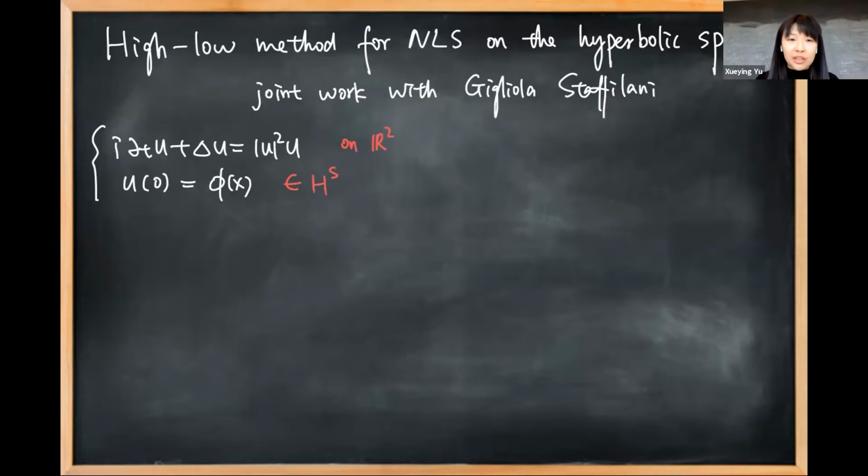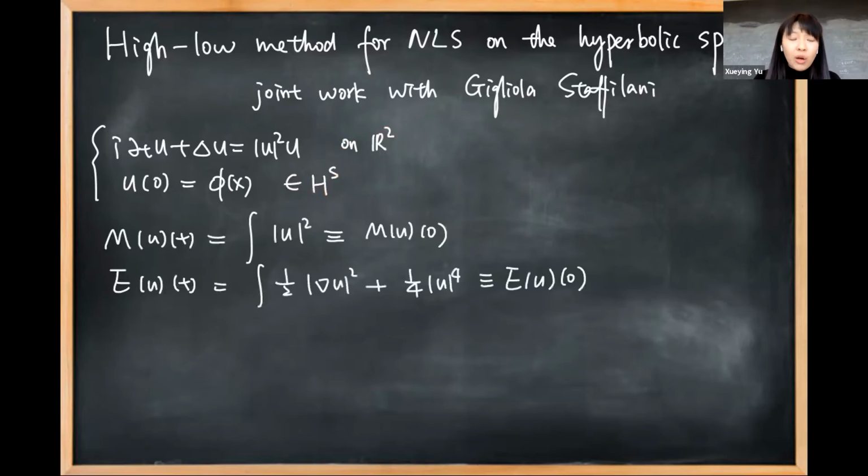We're going to take this initial data to be in some H^s space, which is the L2 based Sobolev space. We also know that this is a model from physics, so it conserves the mass, which is the L2 norm, and also the energy, which is the H1 norm plus the potential energy, L4 here. The mass is at the L2 level, while this energy is at the H1 level. So that is the setup for the equation.